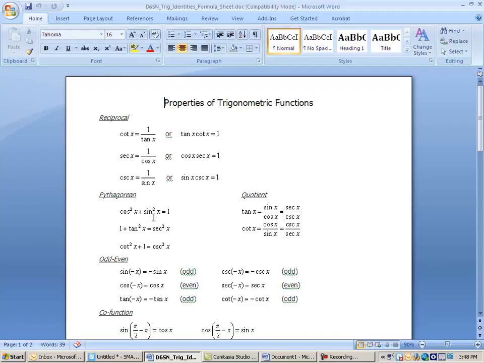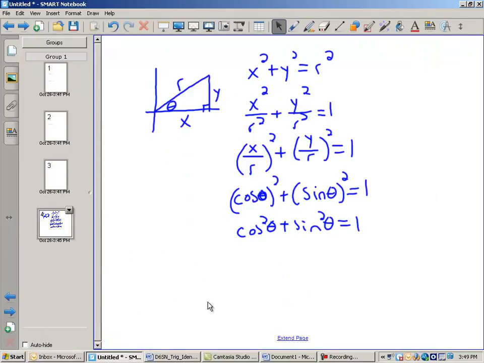Cosine squared of an angle plus sine squared of an angle is equal to 1. If you want to go grab a calculator right now and pick any angle you'd like, put it in degree mode, say 70 degrees, and find the cosine of 70 degrees and square it, then find the sine of 70 degrees and square that, and add those 2 values together, I promise you, you're going to get 1. This works no matter what angle we're talking about.